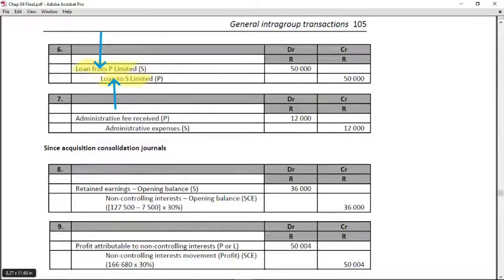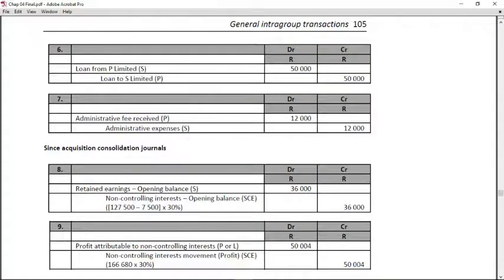Journal 7 eliminates the intragroup admin fee. The 12,000 Rand is for the entire year because it's a monthly expense. Debit the income, credit the expense, and this will again eliminate in your profit and loss.